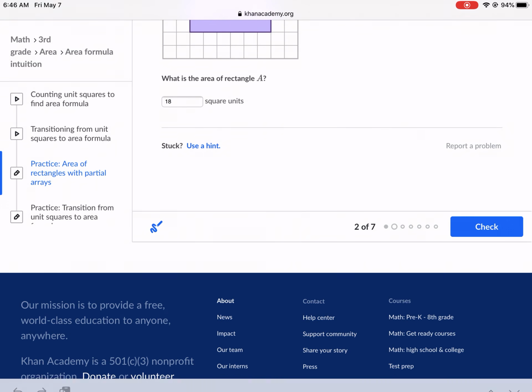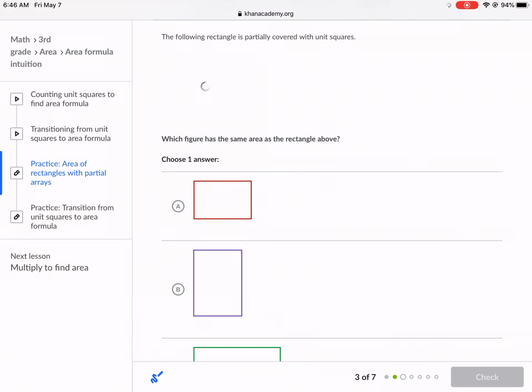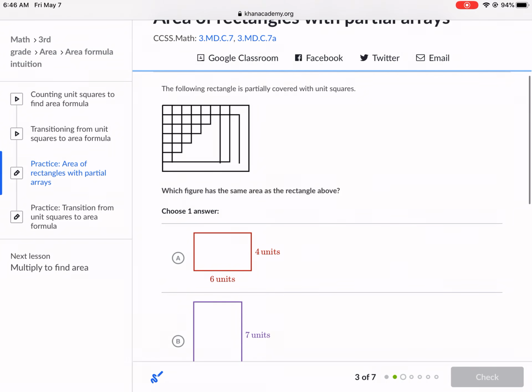And let's punch it in. There we go. Good work. Keep it up for 5 more. The following rectangle is partially covered with unit squares. Which figure has the same area as the rectangle above?